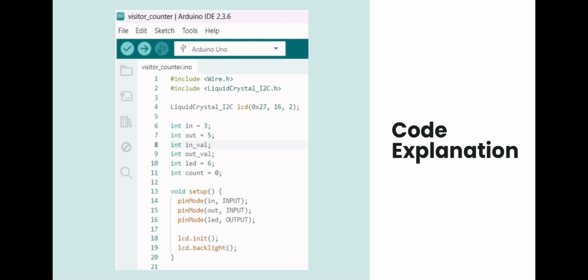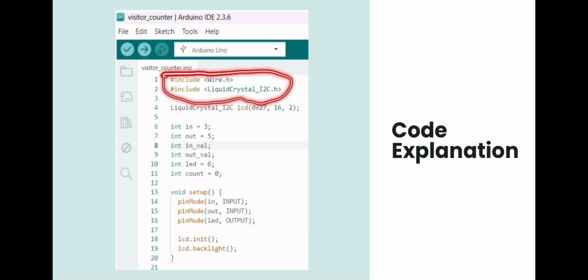And here's the code explanation. Start with the first one at the top, so you can see include Wire.h and include LiquidCrystal_I2C.h. These are important libraries to control the I2C LCD that we have added. The Wire library is used for I2C communication, which allows the microcontroller to communicate with I2C devices. Next, LiquidCrystal I2C helps to control the LCD screen.